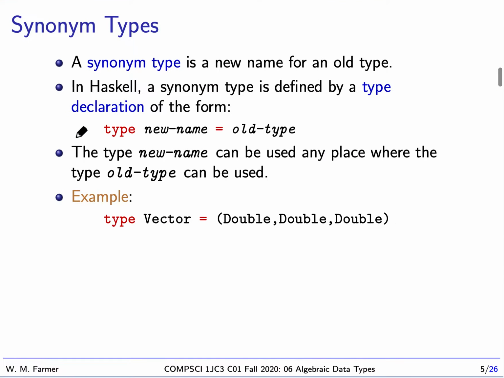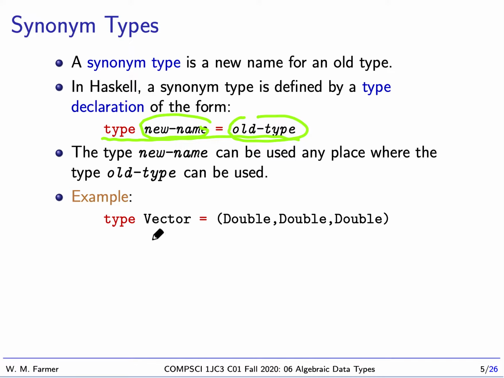Okay, so let's talk about synonym types. So a synonym type is just a new name for an old type. So when we define it, it's going to look like this. Here's the new name. Here's the old type. And once we make one of these type declarations, then we can use the name for the new type wherever we could use the old type.